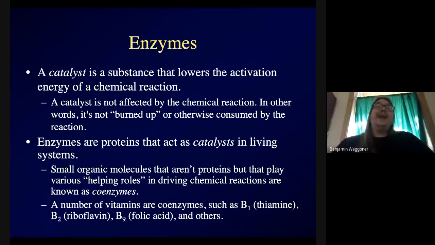Enzymes are proteins that act as catalysts. Incidentally, I won't say much more about them, but there are some small molecules that aren't proteins, but that play helping roles in making chemical reactions happen. We call these coenzymes. And some, although not all, of your vitamins turn out to be coenzymes. They aren't proteins themselves, but they do various things to help certain chemical reactions along. They work with enzymes, if you want to think of them that way.